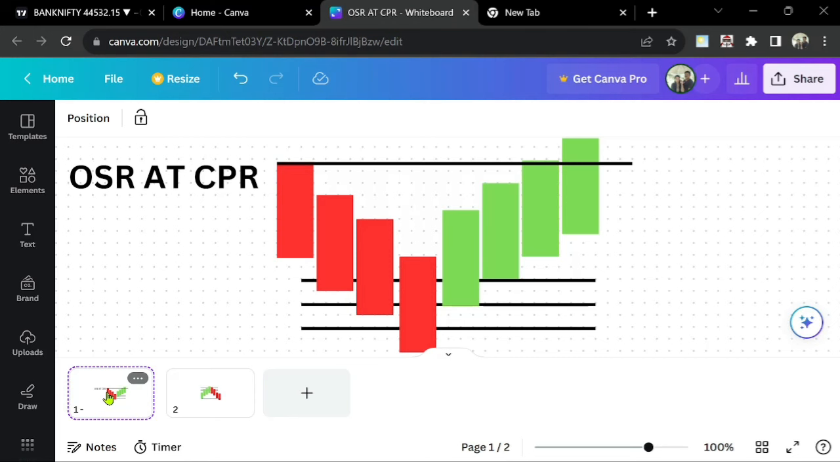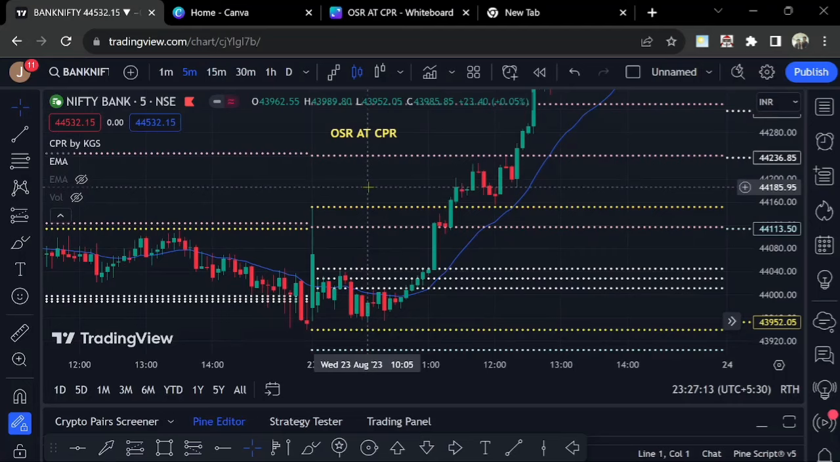Okay, now we can go to the real-time charts and see how it is working. This is one of the examples of what we call OSR at CPR.